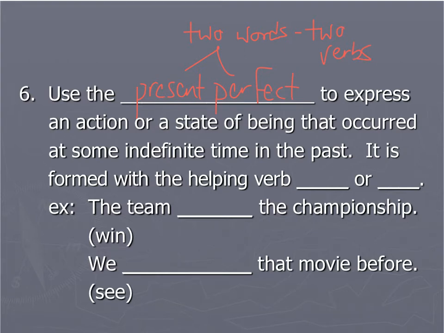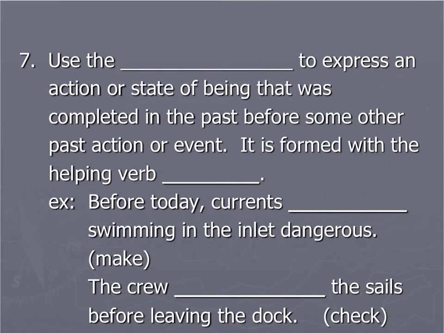Kind of a quick mnemonic you can remember with. So present perfect is formed with the helping verb has or have. So the team, we'd say, has won the championship. And then the second one, we'd say, we have seen that movie before. Okay, so that's present perfect. Then we're going to get into the past perfect. That's next. And for the past perfect, again, 2 words.